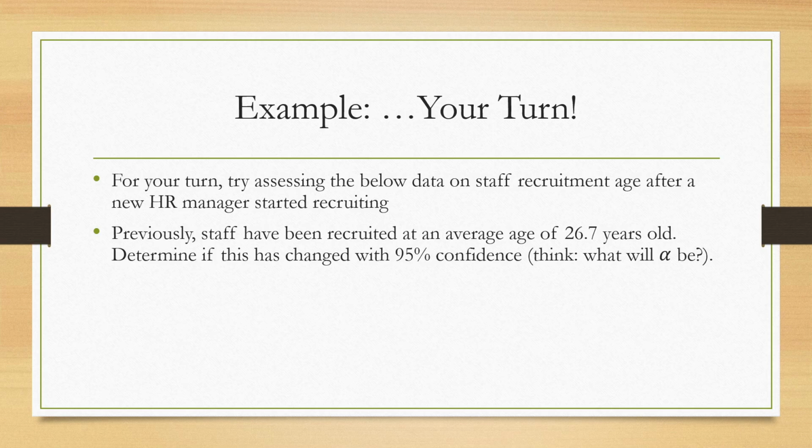So previously, staff that have been recruited are at an average age of, let's say, 26.7 years old, and we want to be 95% confident in our decision. So we want to determine if this has changed one way or the other. We're hiring younger now, we're hiring older now, with 95% confidence. So take a moment to think about, what will alpha be if I want to be 95% confident? That is, what will my error rate be if I want to be 95% confident?